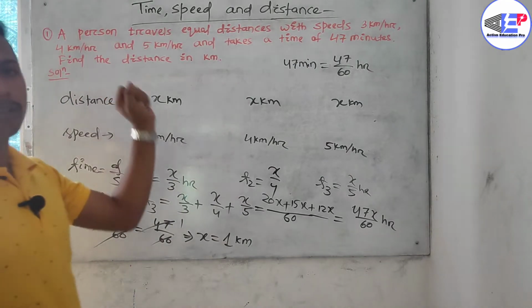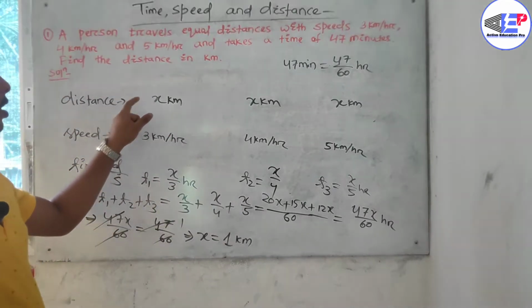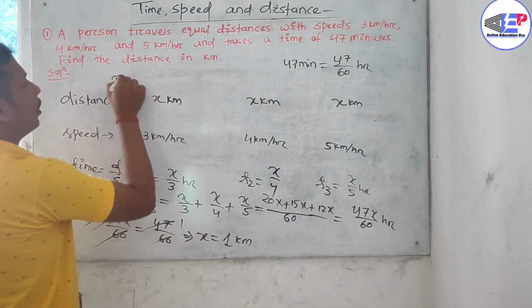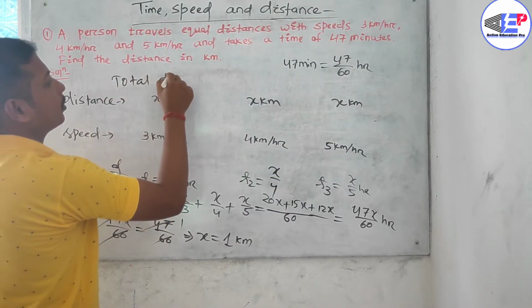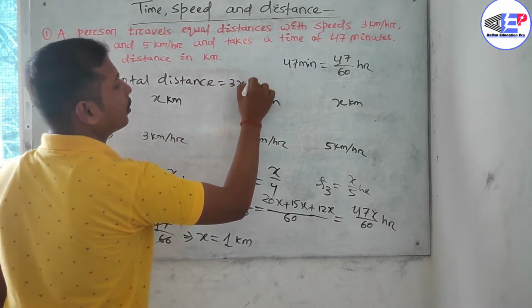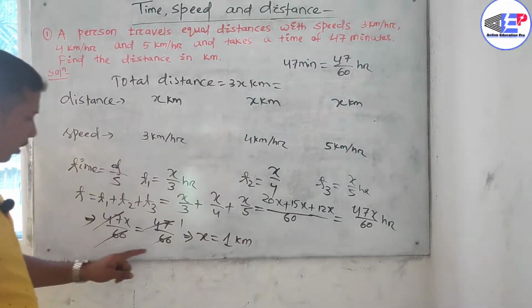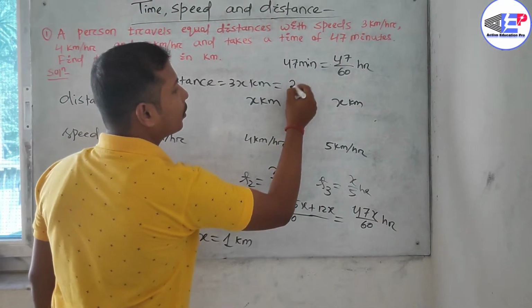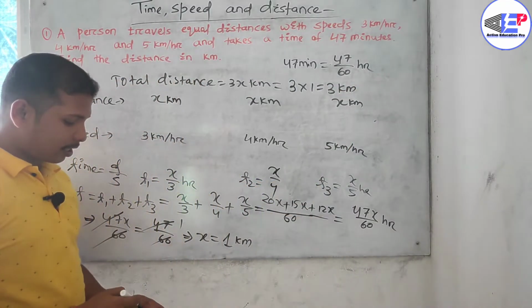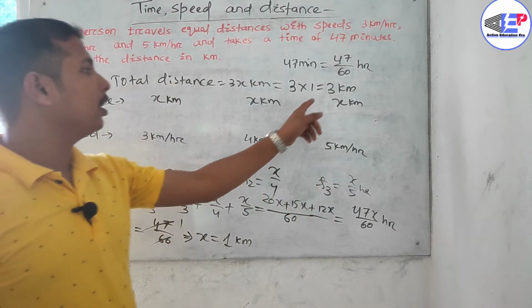We have to find out the total distance. Here total distance is sum of these 3 x. So total distance will be equal to 3x kilometer. Here x is 1. So 3 into 1 is equal to 3 kilometer. So the total distance for this question is 3 kilometer.